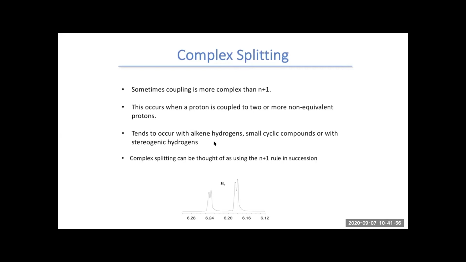We can really think of complex splitting as using the n+1 rule in succession. An example of complex splitting is shown here, where we have two peaks that are split again into two smaller peaks. You can see this looks very different than the typical quartet we would expect if we saw four peaks in the NMR. If you remember, your quartet should look more like this.